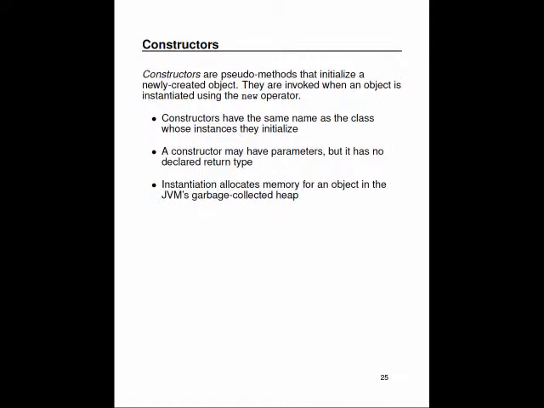Constructors. I call them pseudo methods. They execute code just like a method, but they can't be invoked directly. They're methods that initialize an object when it's created. And again, they're invoked indirectly when you instantiate an object using the new operator. So when you say, hey, new employee, that'll go off and invoke a constructor. The names of constructors are always the same as the name of the class whose instances they initialize. And while you can send parameters to a constructor, there's not really a return type. All the data comes in and is used to initialize the class.